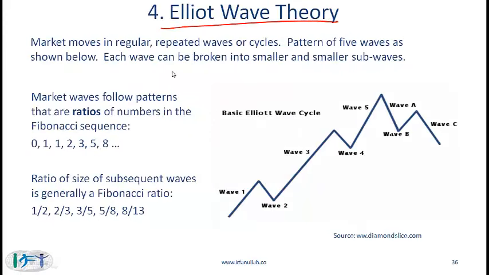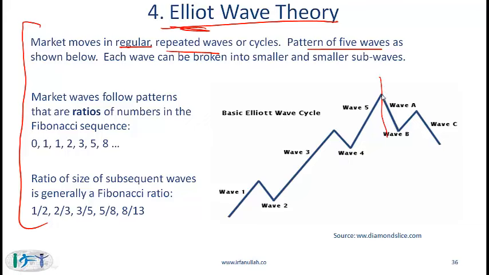The Elliott wave theory. This is another area where you will find a lot more detail in the curriculum, but from an exam perspective, I think knowing the basic information here should be sufficient. This is named after the gentleman who came up with the theory. So what Mr. Elliott determined was that markets move in regular repeated waves or cycles, and he came up with a pattern of 5 waves as shown below. So wave 1 up, 2 down, 3 up, 4 down, 5 up, and then a reversal. So wave A, B, C.